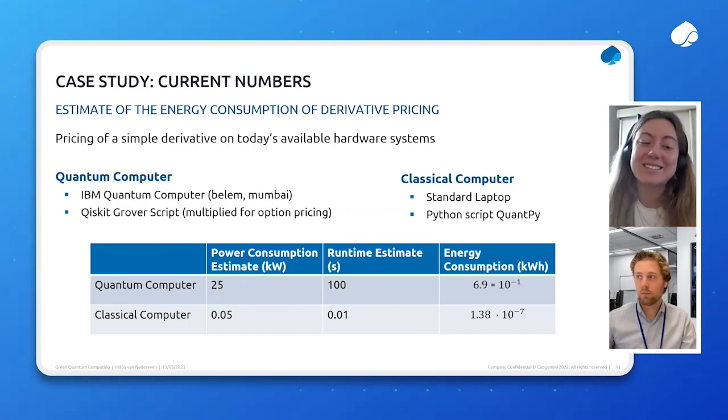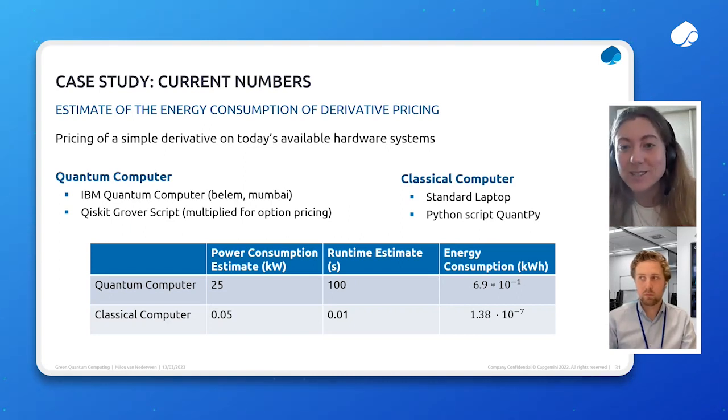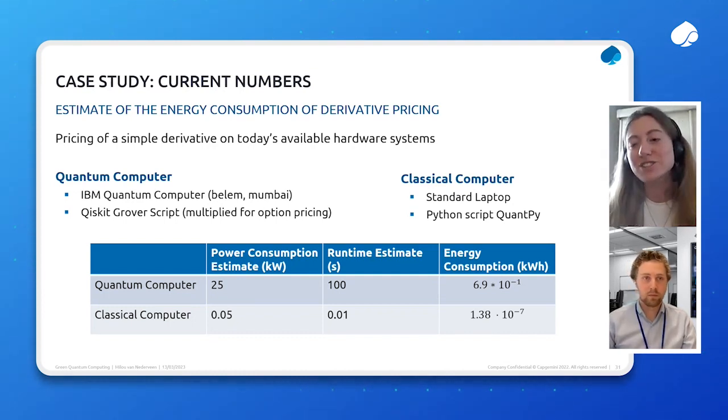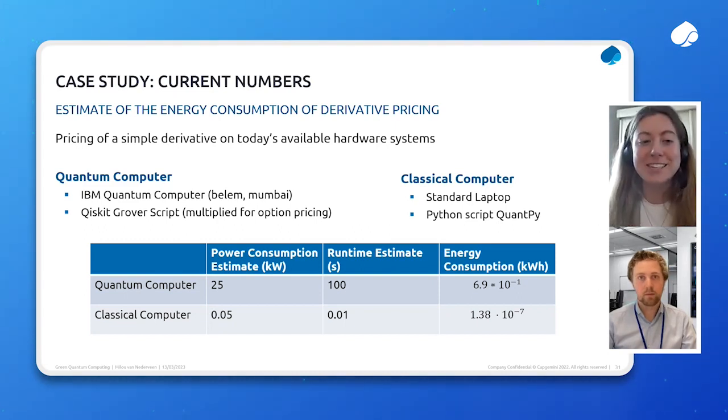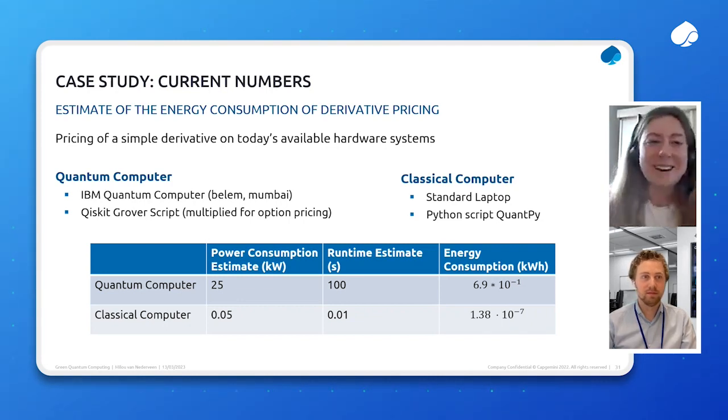What you can see is that the classical computer is way more efficient than the quantum computer at this point, which shouldn't come as a surprise. The quantum computer is still very much state-of-the-art research and very upcoming. But this would say that it's a million times more efficient to do your algorithm on a classical computer.